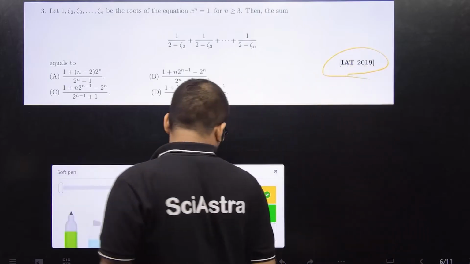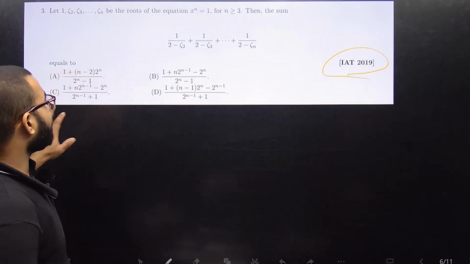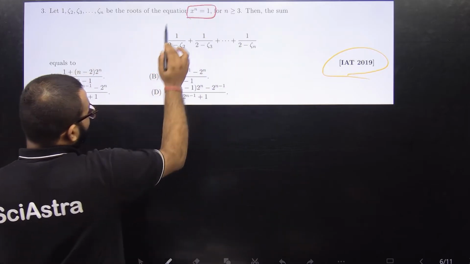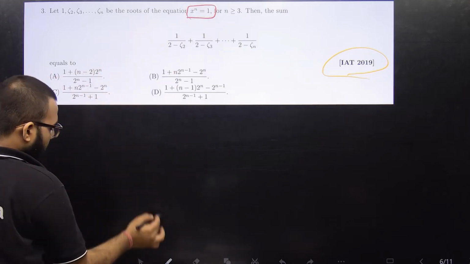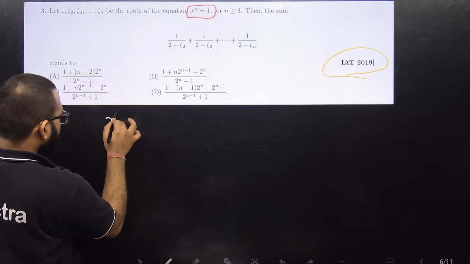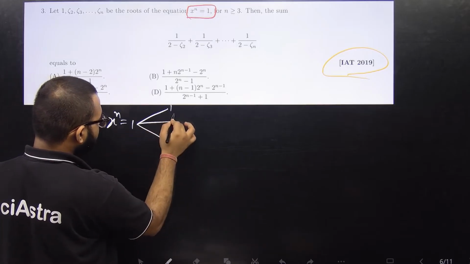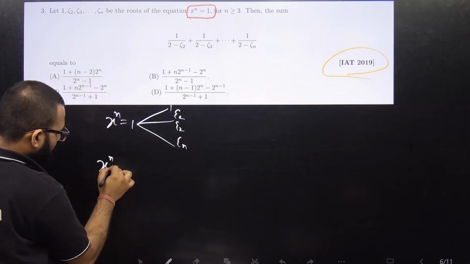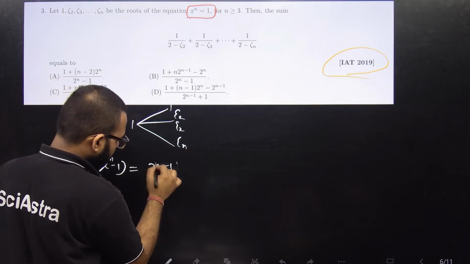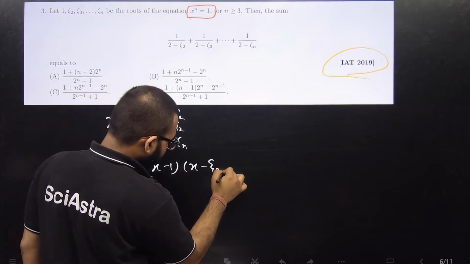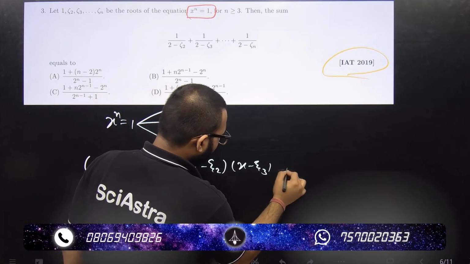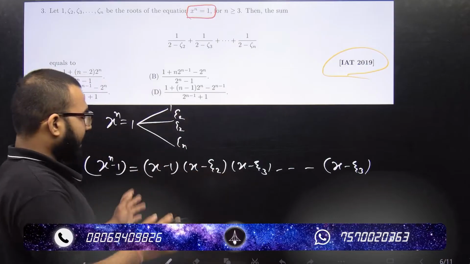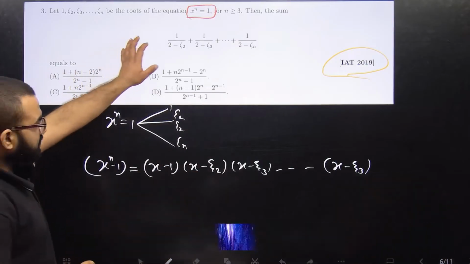So let's start the next solution. In this question we have to find the value of this expression, where zeta 1, zeta 2, zeta 3, ..., zeta n are the roots of the equation x power n minus 1, that is the nth roots of unity equation. So given that x power n equals 1, we have n roots of 1: zeta 1, zeta 2, ..., zeta n. So can we write x power n minus 1 as the expression (x minus 1)(x minus zeta 2)(x minus zeta 3)...(x minus zeta n).